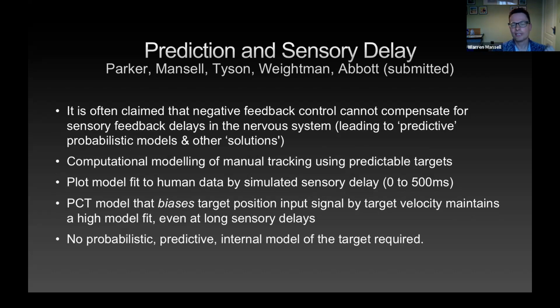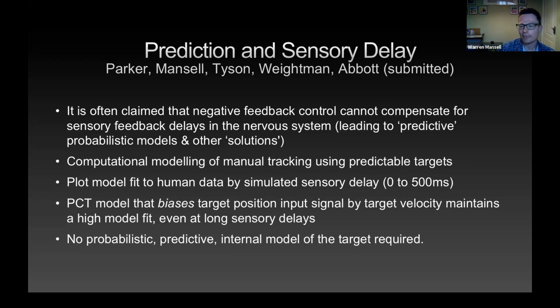It's often claimed by people who critique PCT and other negative feedback models that prediction of environmental systems is required, partly because the sensory feedback and the delays that come into a control system mean that it's always acting on outdated information. And so these people therefore create predictive probabilistic models to try and compensate for that.